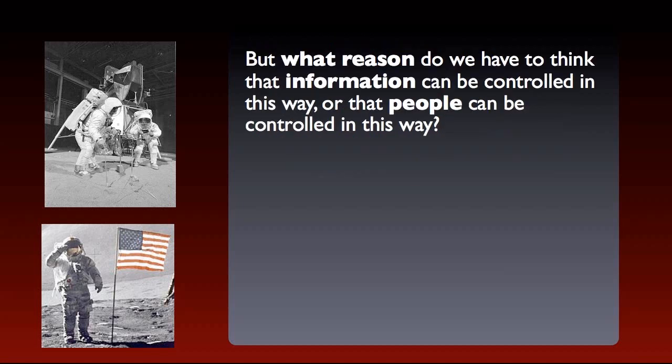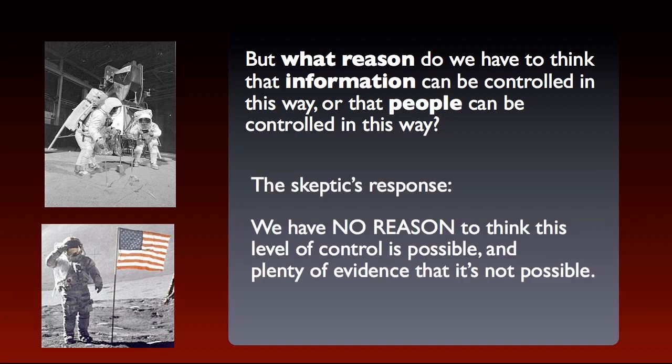But what reason do we have to think that information can be controlled in this way, or that people can be controlled in this way? And here now is the core premise underlying default skepticism. This is the way the skeptic sees things. If anything, all evidence seems to point in the other direction. Information is intrinsically difficult to control. Indirect effects and unintended consequences are the norm in complex social systems, not the exception. Unpredictable information leaks are themselves common and predictable.